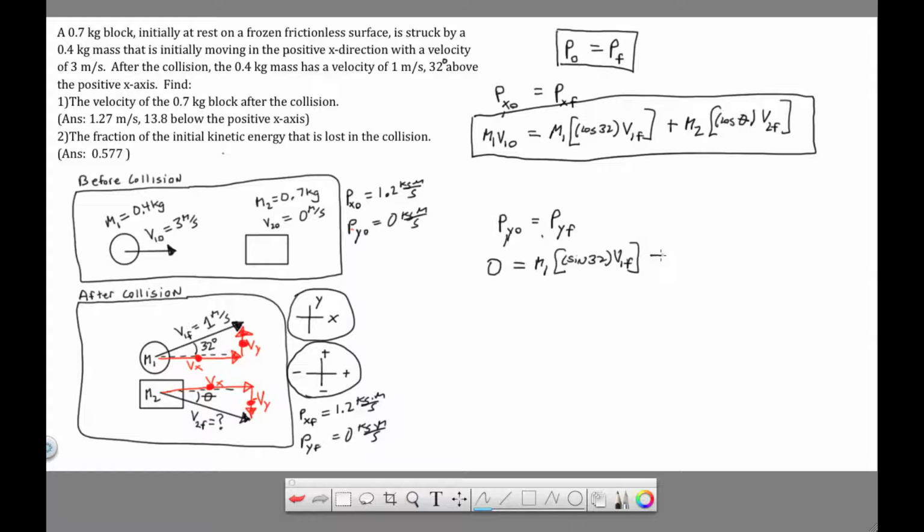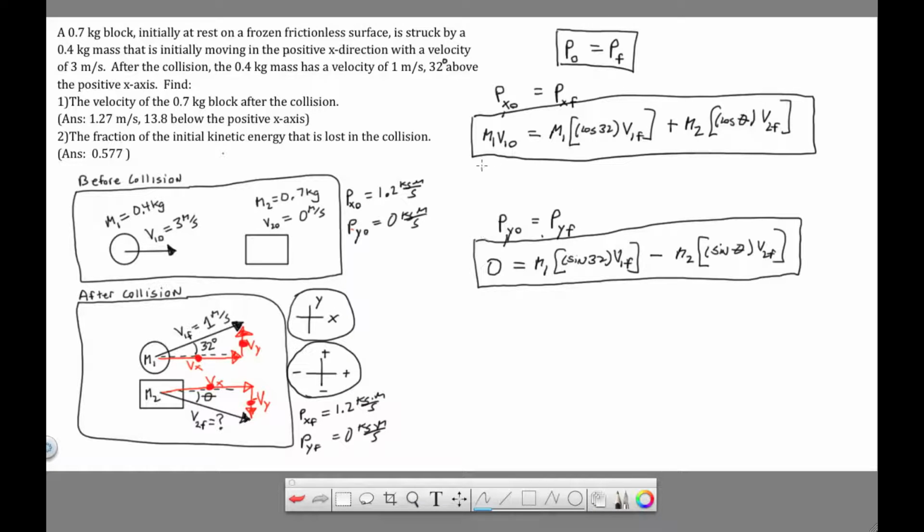Then we go minus m2. Now it's minus because the y momentum for m2 points down after the collision. And then we want to get the y component of the velocity. So that's going to be sine theta times v2 final. And in my opinion, the hard part is now done.